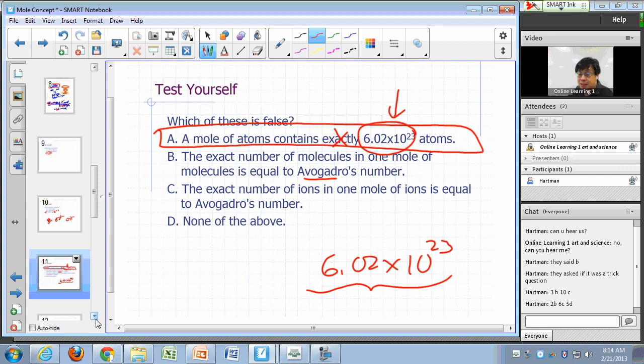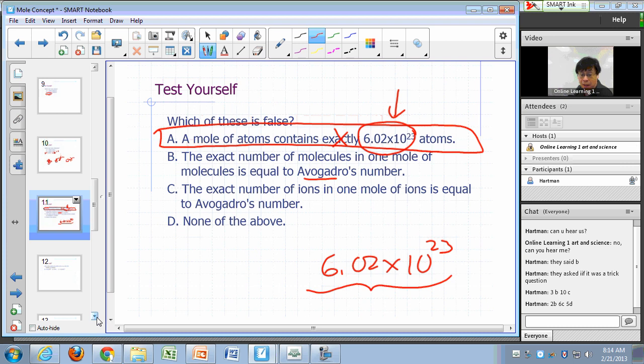So anytime you say you have a mole of something, you have an Avogadro's number of that thing. But it's not exactly 6.02 times 10 to the 23rd items. If you round it off to 3 significant digits, it will be 6.02 times 10 to the 23rd. In fact, if you round it to 4 significant digits, it will be 6.022 times 10 to the 23rd.